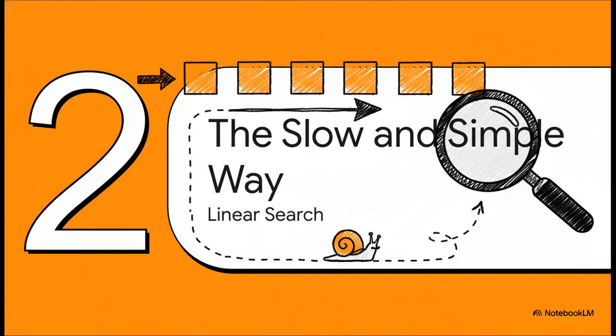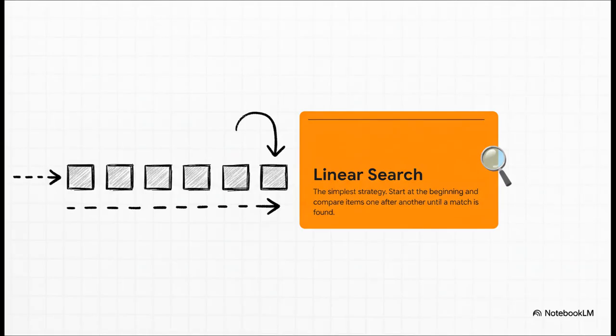So let's say you had to solve this problem from scratch. How would you do it? You'd probably go for the most obvious, most intuitive method first, right? Which, as it happens, is also the slow and simple way. This approach is called a linear search. And honestly, it's exactly what it sounds like. You just start at the beginning of the list and you check every single item one by one in a straight line until, hopefully, you find what you're looking for.